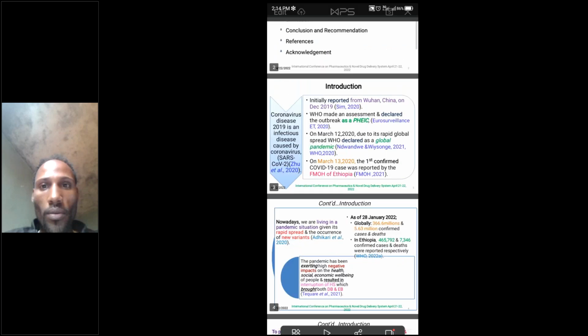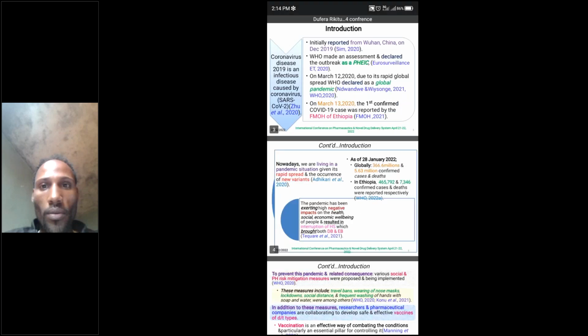Saying this, the pandemic was exerting negative impacts on different aspects, especially on health, social, economic, and the well-being of the people, which can result in the interruption of the health system, resulting in disease burden and economic burden. To prevent this pandemic and understand related consequences, social and public health mitigation measures have been proposed and are being implemented in the world.